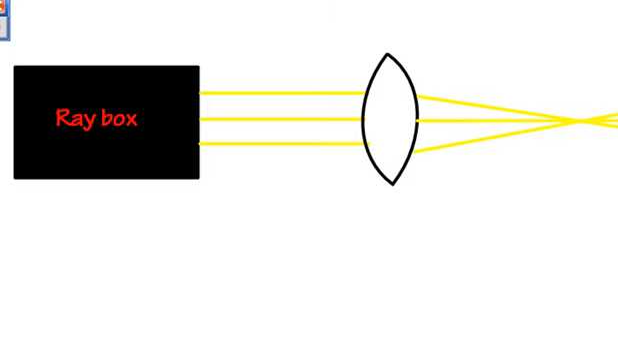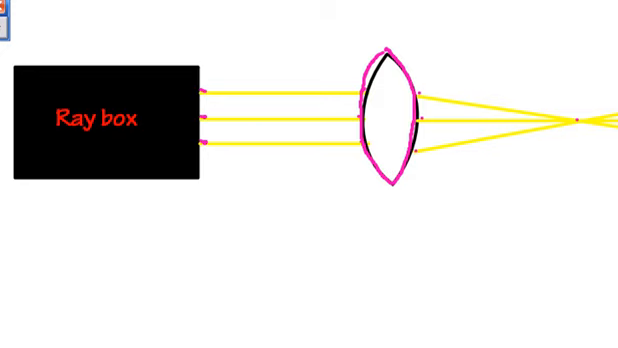The next step is for me to pick up a pen and to make some markings showing where the rays of light emerge from the ray box, where the rays of light first enter the lens, where they exit the lens, where they converge, and also I want to trace over the outline of the lens as well.